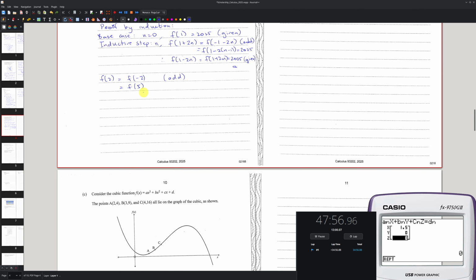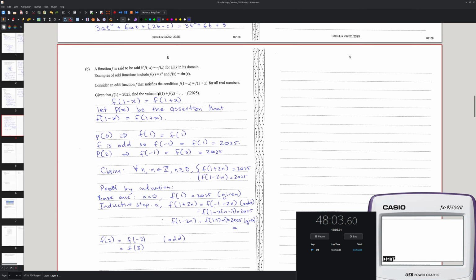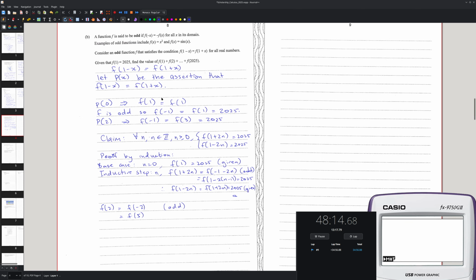Wait. No, that can't be right. Wait, is it not unsolvable? Wait, how? A function f is said to be odd if f of minus x equals minus f of x. Oh, okay, so that equals minus f of 1.